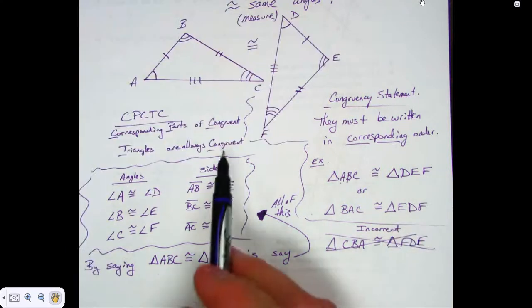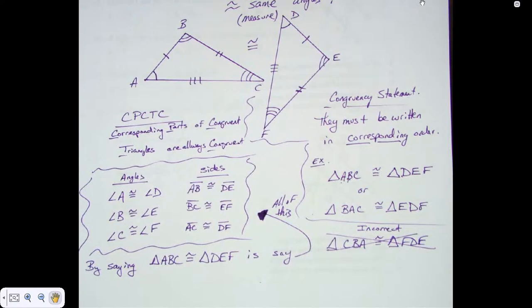Right now, to prove two triangles congruent, you need all of this. We're going to learn some shortcuts in the next sections. Get out your workbook pages.